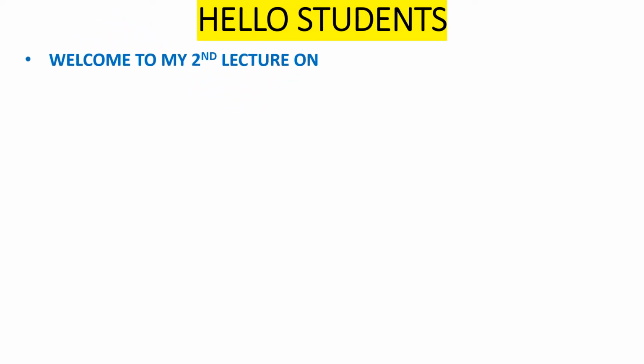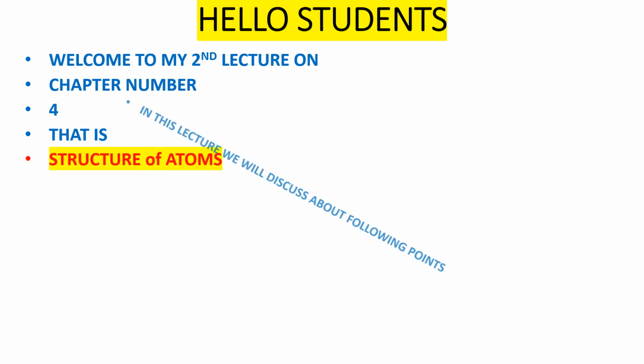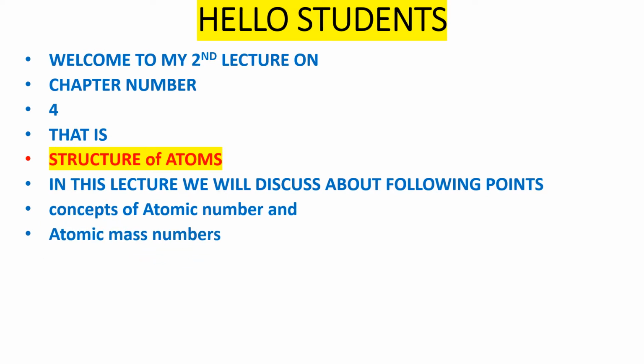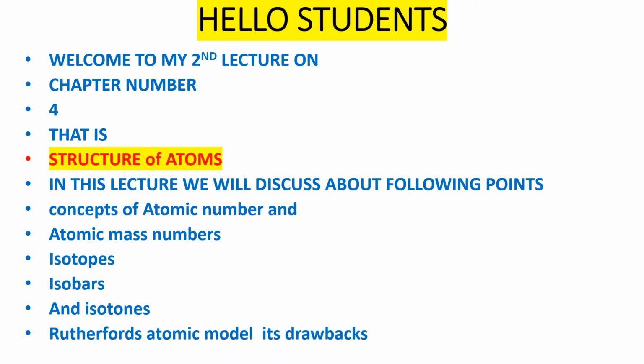Welcome to my second lecture on chapter number 4, that is structure of atoms. In this lecture we will discuss the following points. First, the concept of atomic number and atomic mass number, isotopes, isobars and isotones. Lastly, we will discuss Rutherford's atomic model and its drawbacks.